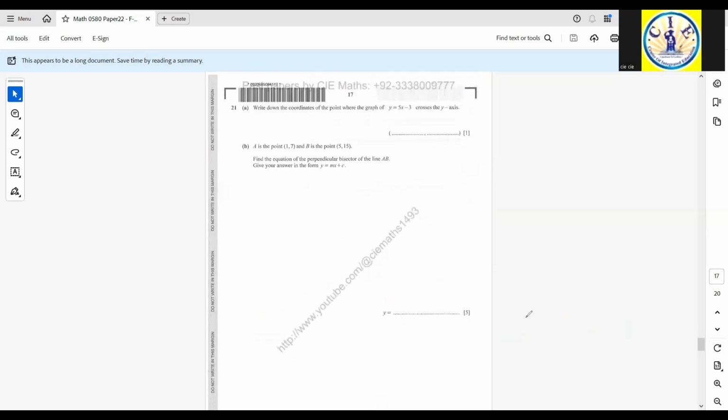It is question number 21 now. Write down the coordinates of the point where the graph, this crosses the y-axis. Where the graph is going to cross the y-axis, the x coordinate is going to be 0. So we put x is equal to 0 and get y is equal to negative 3. X 0, y negative 3.